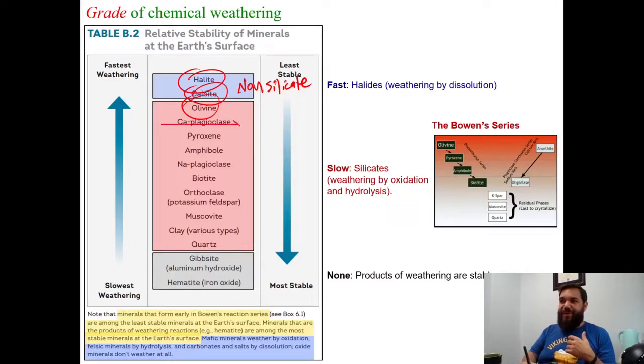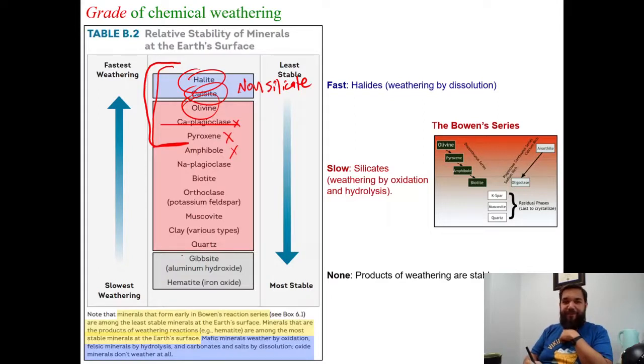What's the next thing to break down? Calcium-rich plagioclase. Remember the continuous series? Calcium-rich is the first to precipitate out under Bowen's reactions, continuous Bowen reaction series. Okay, followed by pyroxene, followed by amphibole. So all this stuff, maybe about right here, all these minerals, you can put that for highly susceptible to weathering.